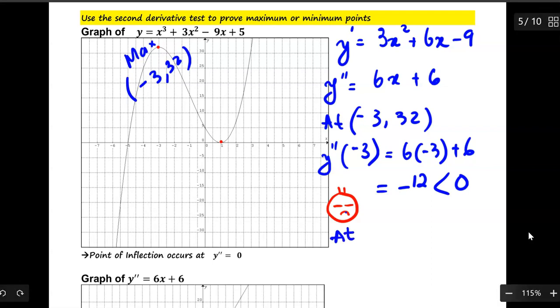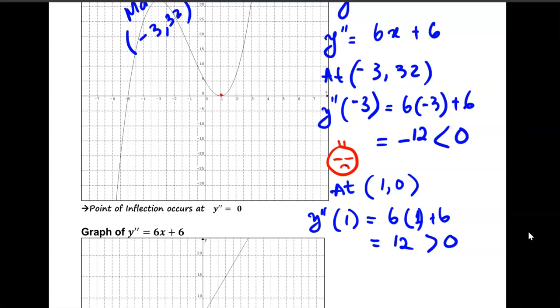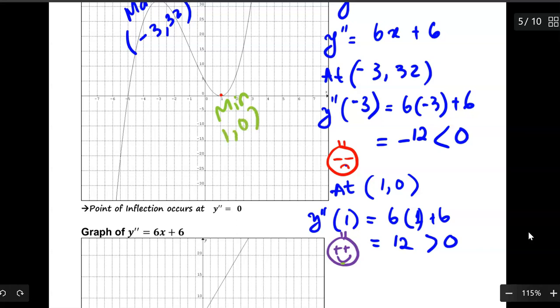Okay, so I will put at 1 and 0, then y double prime at 1 is equal to 6 times 1 plus 6. So in this case, I should have it equal to 12, which is greater than 0. So what does greater than 0 mean? Greater than 0, I'm drawing this smiley face, happy smiley face, and there's my point right here. So it is a minimum point. So this one is a minimum, and the value is 1 and 0.